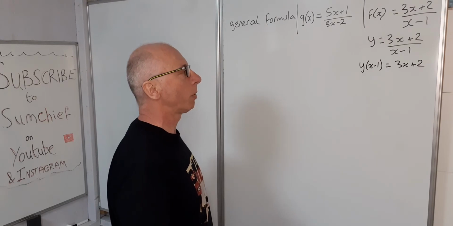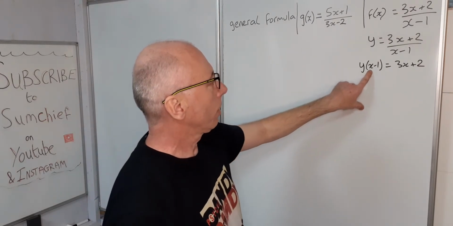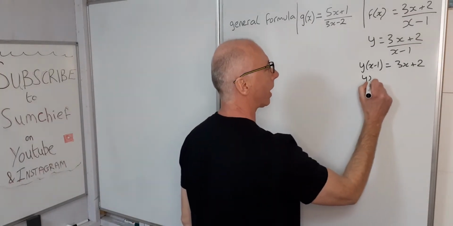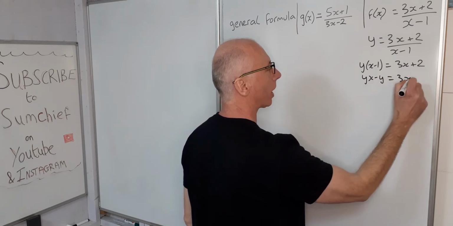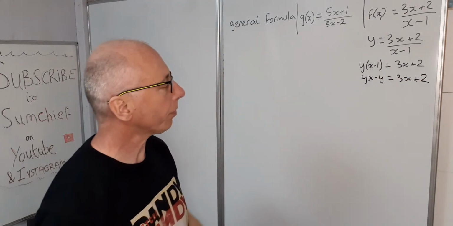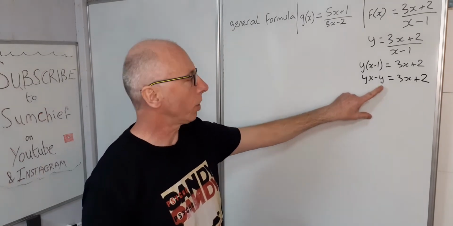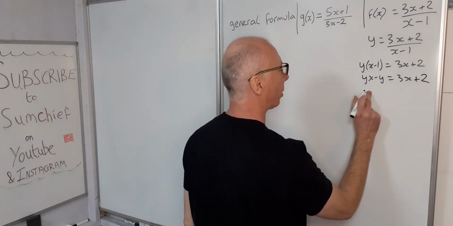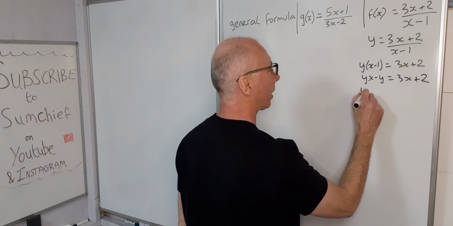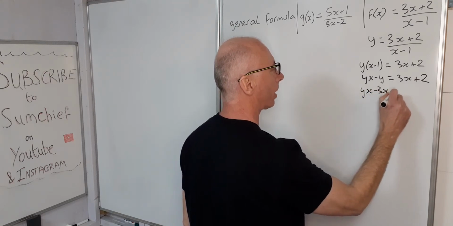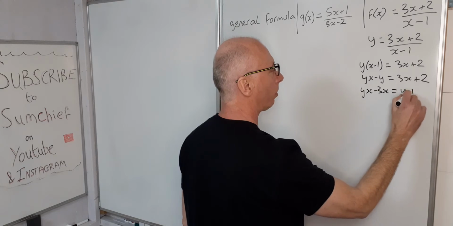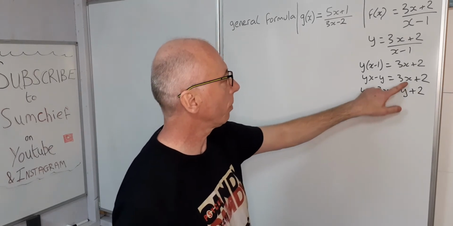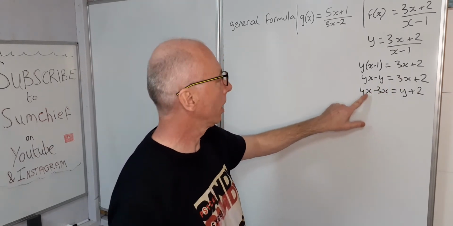Okay, so now let's get rid of these brackets and distribute the y into this. So we've got yx minus y equals 3x plus 2. Okay, now what we want to try and do is get all the x's on the same side. So yx minus 3x equals y plus 2. So this y has gone over this side, 2 stays, the 3x has gone this side, i.e. the minus, the yx is still here.